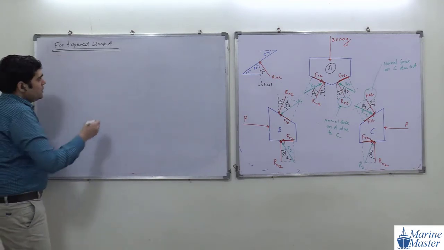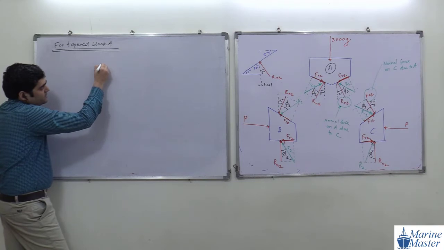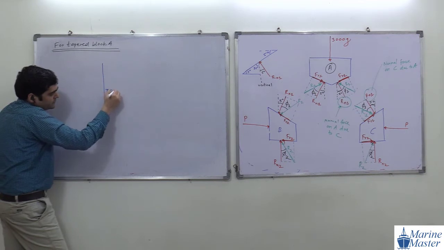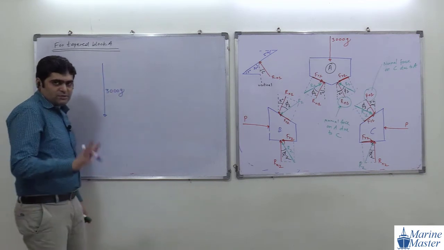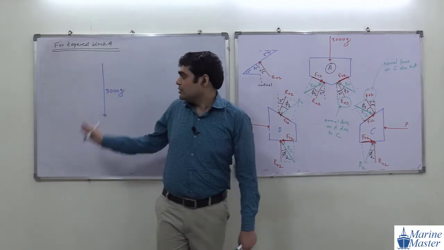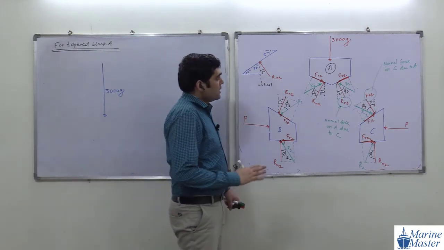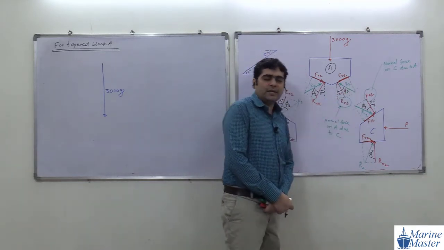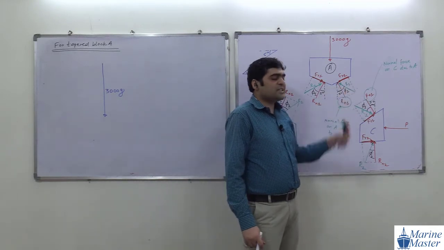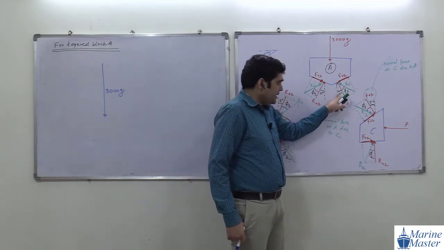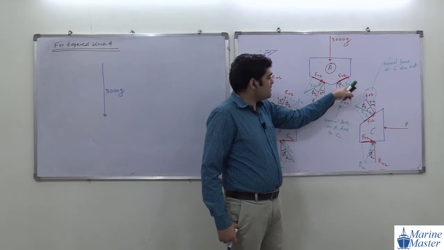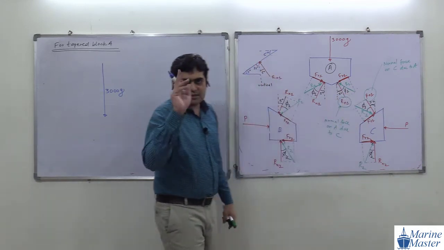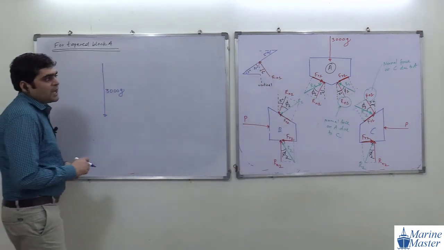So this is our 3000 G. G means acceleration due to gravity, so don't get confused. Then where 3000 G ended, here is R1. This R1 is making how much angle with respect to vertical? 5 degree plus phi 1. So 5 degree plus phi 1.